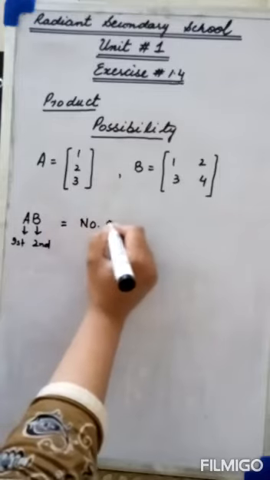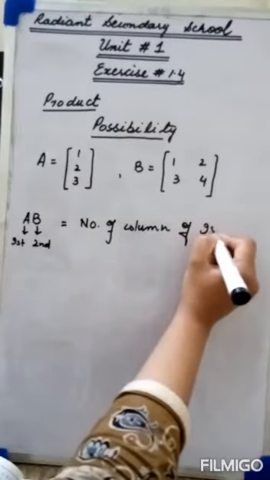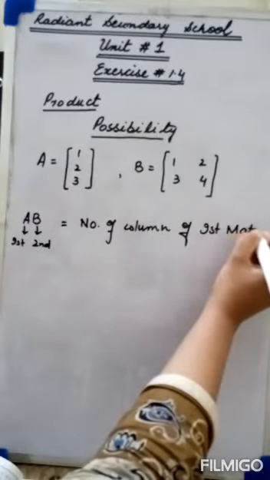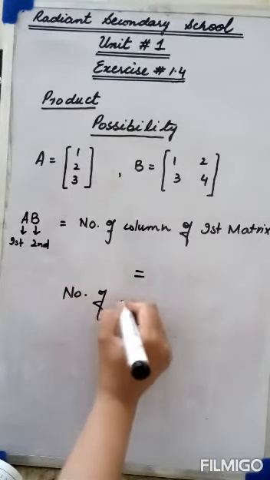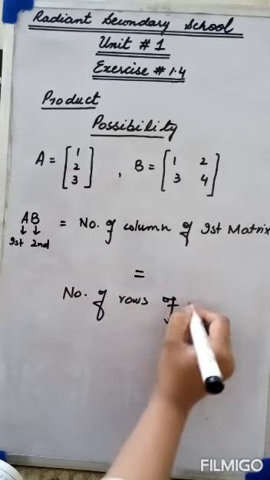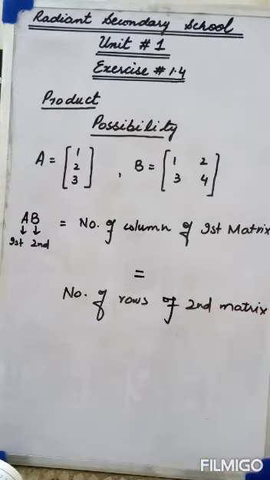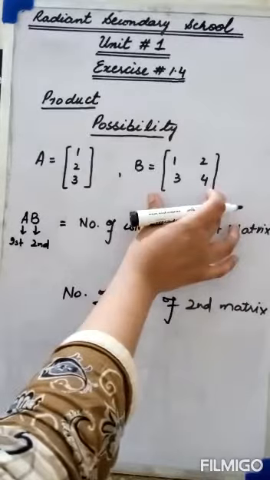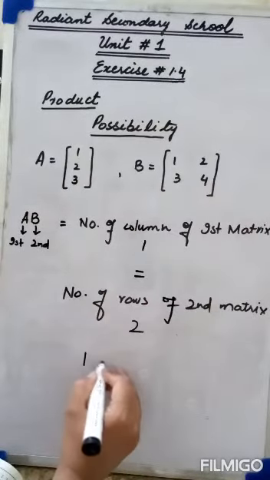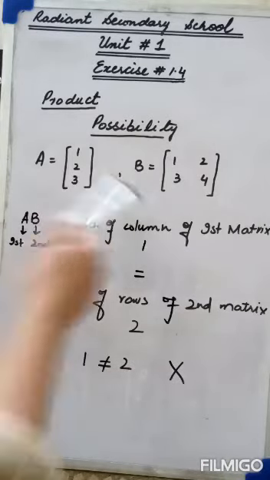Yes, this is one. Number of columns of first matrix should be equal to number of rows of second matrix. Okay, now tell me how many columns are there? Obviously this is one column. And how many rows are there in B? 2. So 1 is not equal to 2. So there is no possibility to find the product of AB.